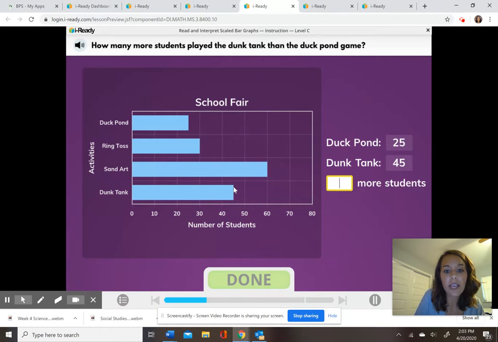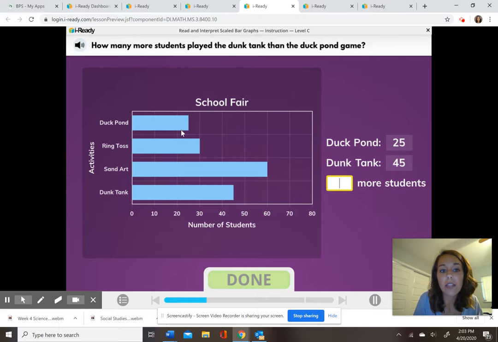The dunk tank looks like, and this is a really good one for me to stop on because it's not at the 40 and it's not at the 50. It's actually right in between. So you need to take that scale and break it in half. Our scale is jumping by 10 each time. So what is halfway between this jump? Halfway between 40 and 50? Well, it would be 45. It's halfway between the two. So the dunk tank is 45.